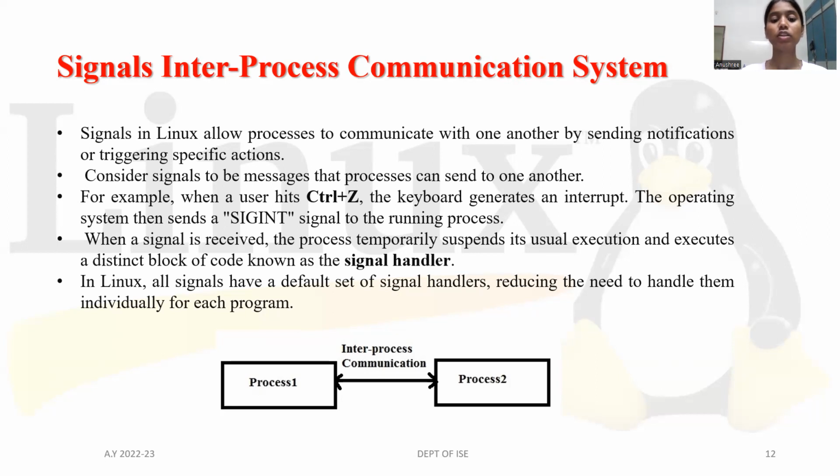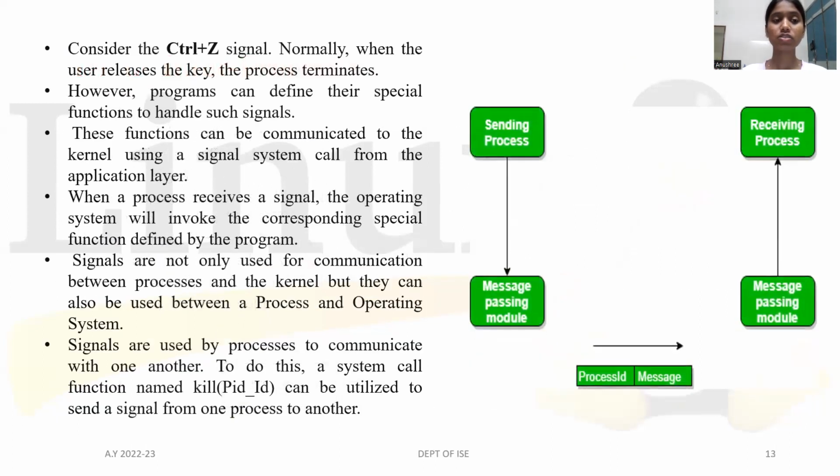When a signal is received, the process temporarily suspends its usual execution and executes a distinct block of code known as a signal handler. In Linux, all systems have a default set of signal handlers, reducing the need to handle them individually for each process. Consider the Ctrl+Z signal. Normally, when the user releases the key, the process terminates. However, programs can define their own special functions to handle such signals. These functions can be communicated to the kernel using the signal system call from the application layer. When a process receives a signal, the operating system will invoke the corresponding special function defined by the program.